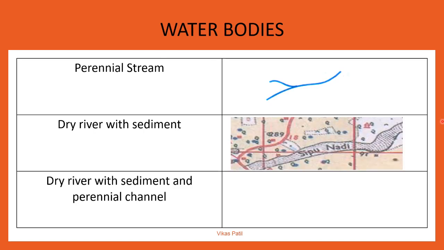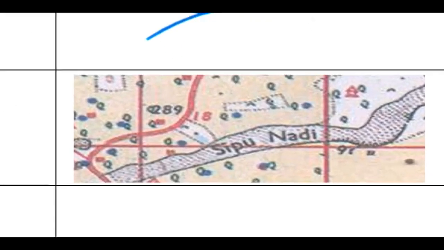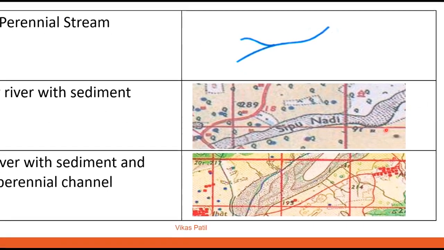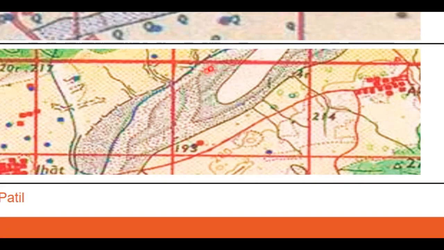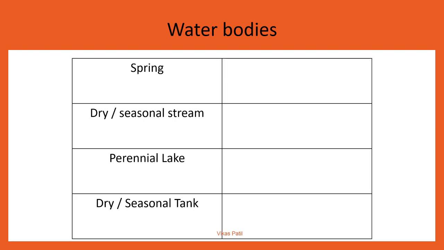We have rivers which are not perennial, so they will be dry rivers along with sediments. And as you can see in the map, Sipu Nadi is a dry river with sediments. Then it's possible that some sections of the dry river have a perennial channel. So you can notice a blue colored channel, which is the perennial channel within the dry river. To find dry river with sediment, you can go to 45D7 8697.